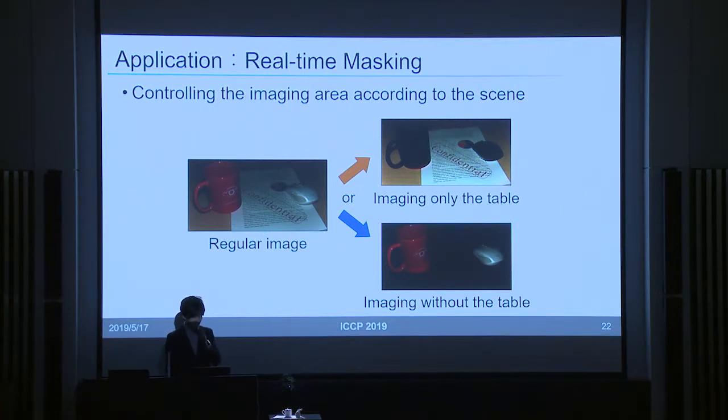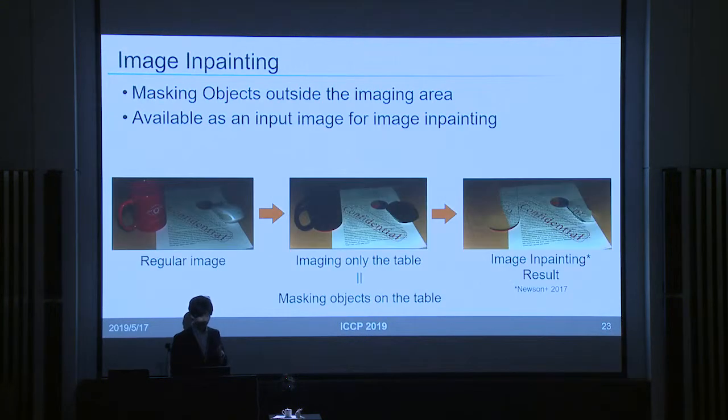As shown in the first demo, our method can realize real-time mask imaging applications. We can shoot only on the table or without the table. Our output can be used as input to further post-processing, such as image inpainting. Here, we show the result of an off-the-shelf method to fill in the missing objects. The output results show that it works well as an input mask image.